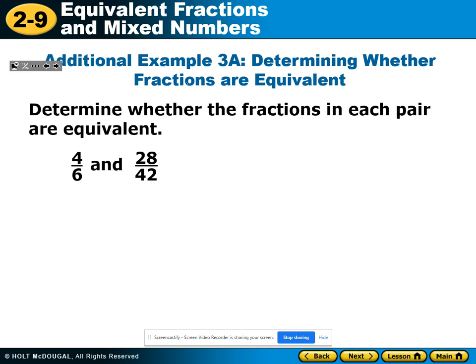4/6 and 28/42. I can do one of 2 things. I can either take this side and make it bigger, where it's 42 as the denominator, or I can make this side and try to reduce it and make it where it's 6. All right? I like to multiply instead of divide, so if I'm thinking here, 6 will go into 42 7 times. So if we do 7 over 7, 4 times 7, 28. 6 times 7, 42.